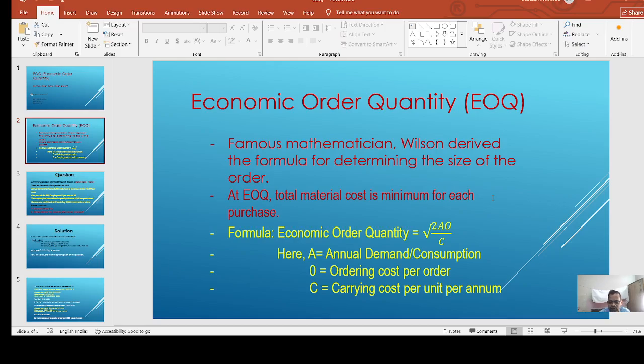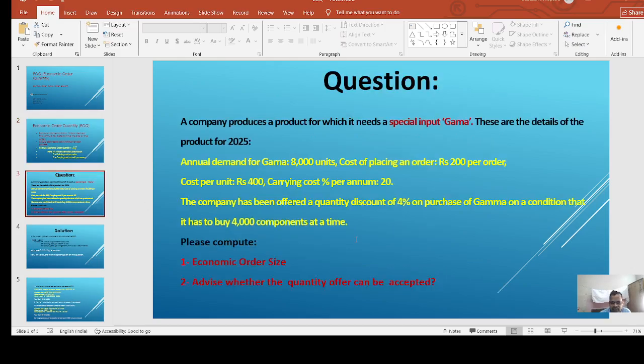So how is the EOQ calculated? EOQ or economic order quantity equals the square root of 2AO by C, where A is annual demand or consumption, O is ordering cost per order, and C is carrying cost per unit per annum. It is very self-explanatory. Let's solve a problem. This problem is a little tricky, but a very important one which gives clarity on the various concepts that are involved in EOQ.